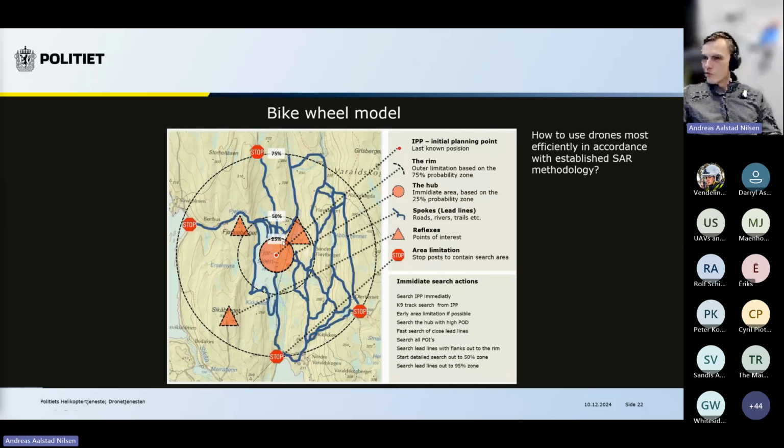And then we want to search the spokes or the lead lines marked by these blue trails out from the last known position. Along these lines are reflexes or points of interest that we want to search. And we do have an outer rim to mark the endpoints of the search area. And all of these elements mark different tasks for the drone operator to search.